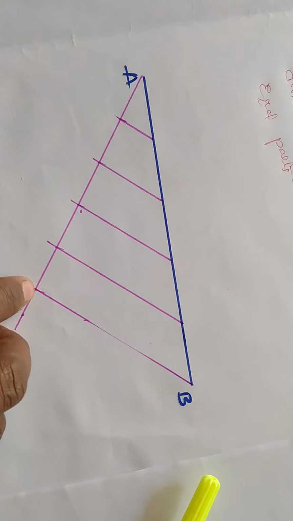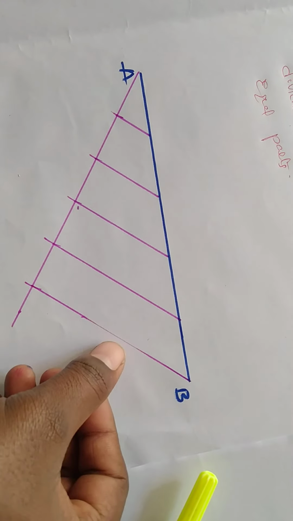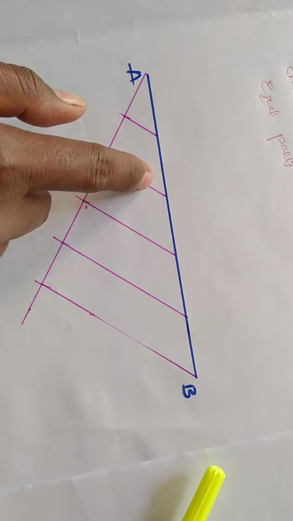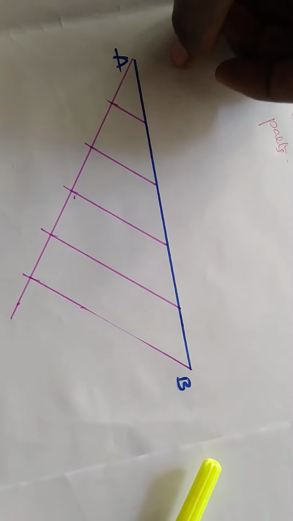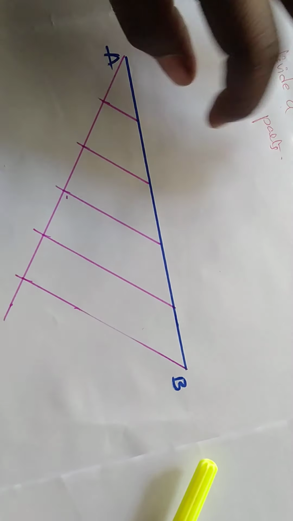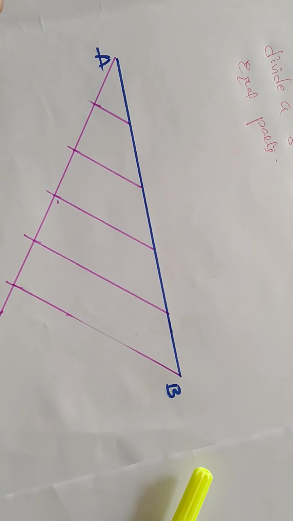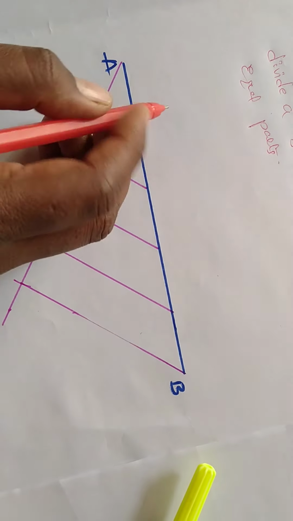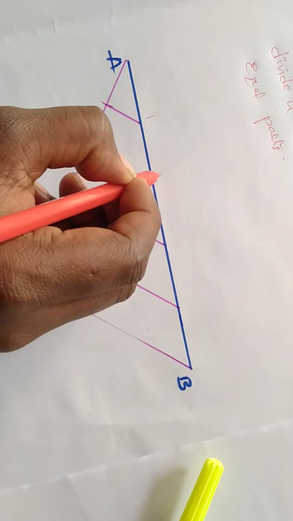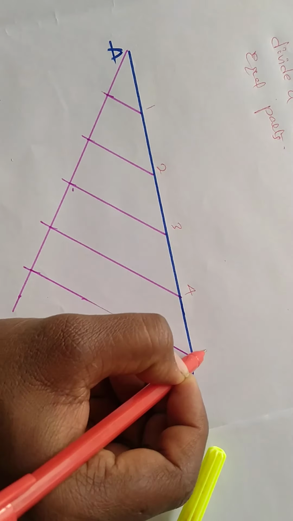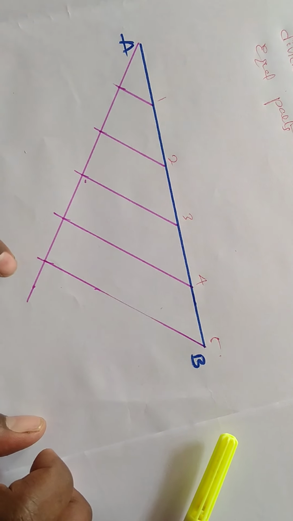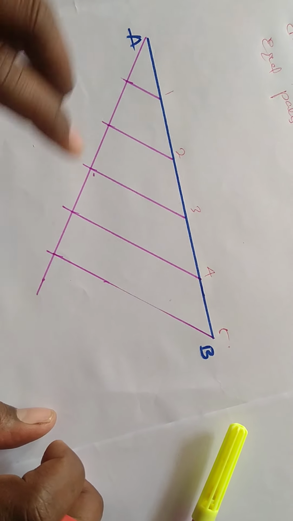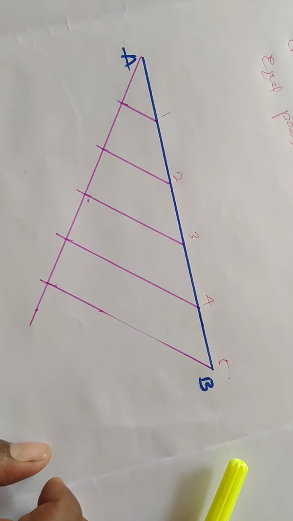Next you have to join ending point to ending point, and parallel to this one you have to draw the remaining points. Then the line is divided into equal parts. This is the process to divide a line into equal parts. I'm dividing into 5 equal parts. If you want 6 equal parts you have to draw 6 parts here. If you want 10 you have to draw 10 here.